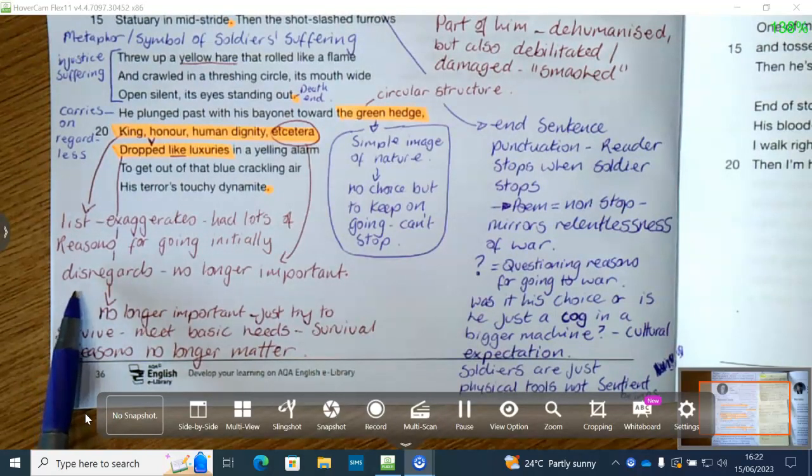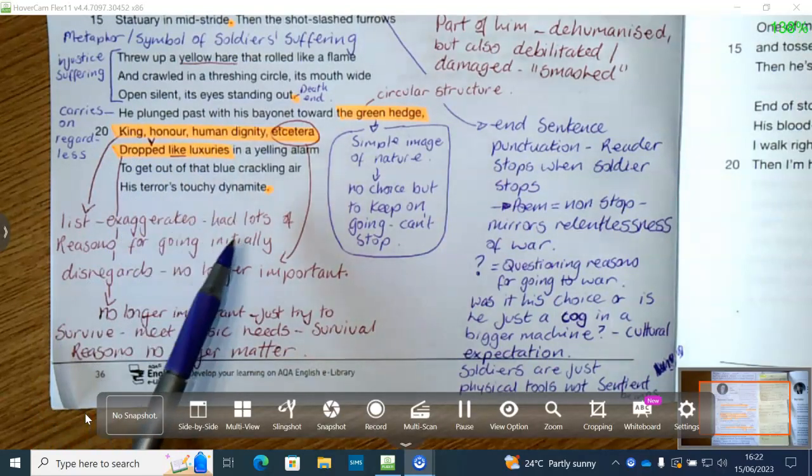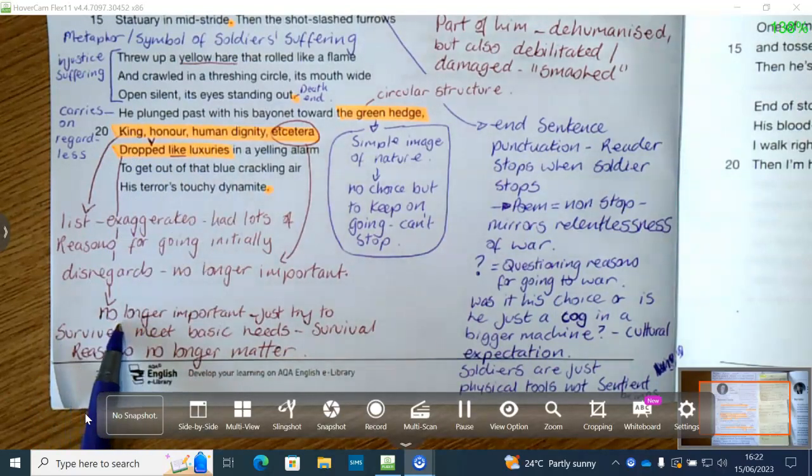And these reasons that he wanted to fight initially have dropped like luxuries. Now this simile here suggests that these reasons are no longer important. And the fact that he's comparing them to luxuries helps us to focus on the soldier's basic needs. He's just trying to survive. Survival is the only thing that's important now, and the reasons no longer matter.